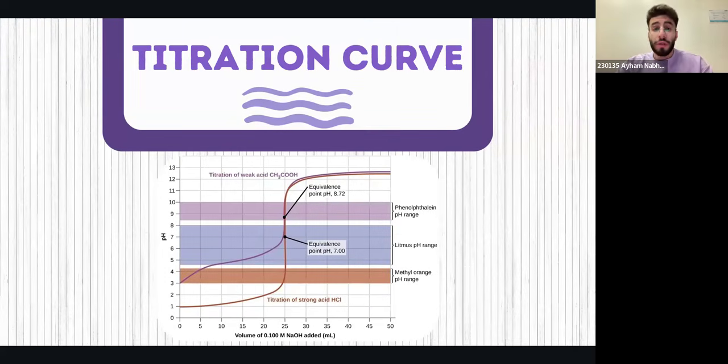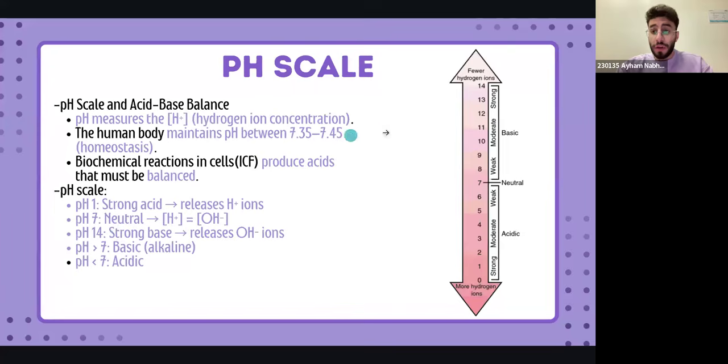Now let's dive into the next part of our lecture, which is the titration curve. But before we go into the titration curve, we need to know what the pH scale is, and the acid-base balance. pH measures the concentration of hydrogen in our body. The human body maintains a pH between 7.35 and 7.45, which is the homeostasis of our body, keeping our functional reactions and processes good under this pH.